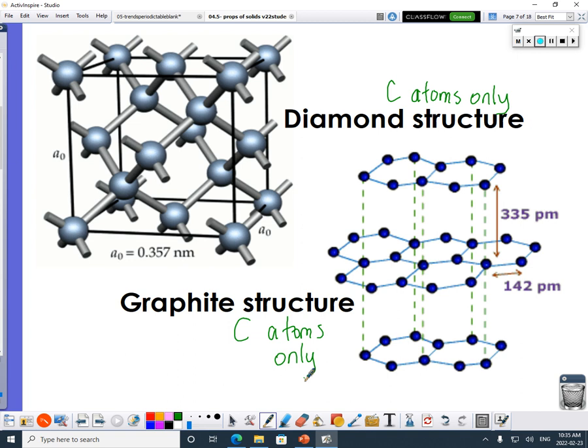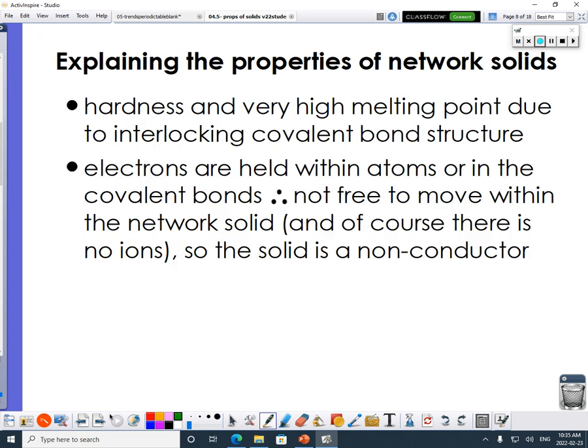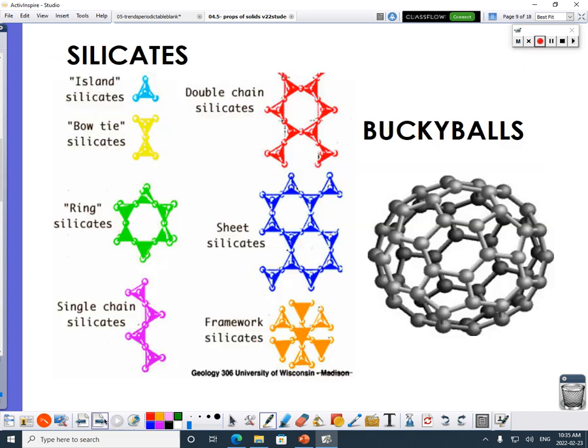So when you get a question that has Si or silicon or carbon only, then you're going to get a network solid. The only weird case is sometimes you might get a question with what's called a silicate. This is silicon plus oxygen. Then that is still considered to be a network solid. But when you have carbon-based network solids, it's only carbon.